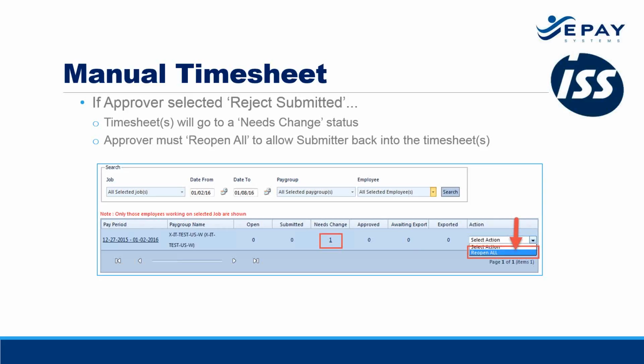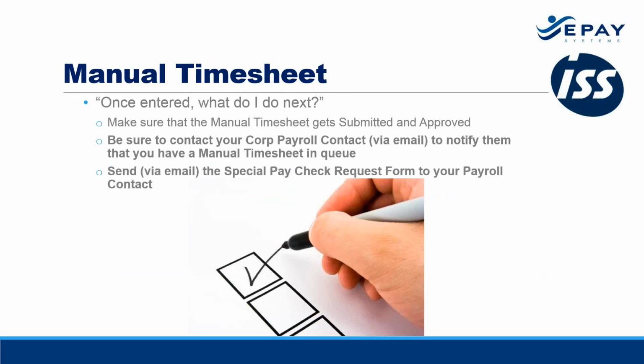Last thing, as a recap, is once you've entered your manual timesheet, submitted and approved it, make sure you contact your corporate payroll contact. Make sure that they are well aware that there is a timesheet out there in the queue, and then send that special paycheck request if you're asked to do that. Let me stress that corporate payroll has a cutoff every day, and they want this done sooner rather than later. I do believe it's 2 p.m. Central Time is the cutoff.